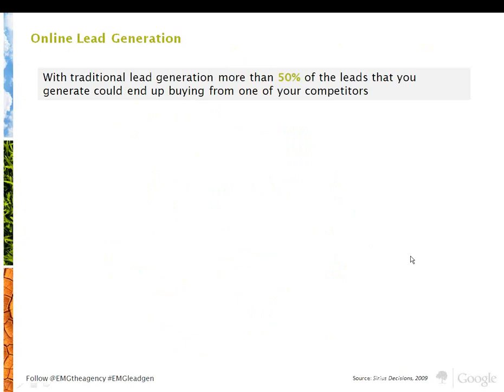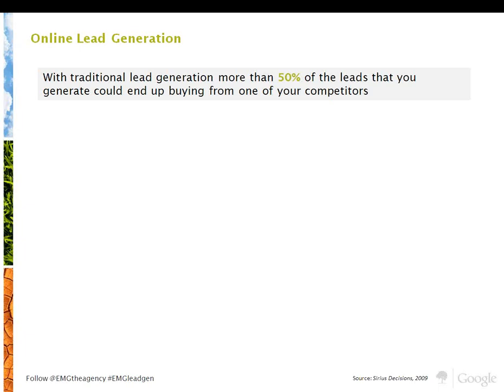Now, making a case for focusing more on online lead generation, and I see that many of you haven't gotten started yet, research has shown that with traditional lead generation alone, more than 50% of the leads that you generate could end up buying from one of your competitors. So 50% is really an alarming percentage.